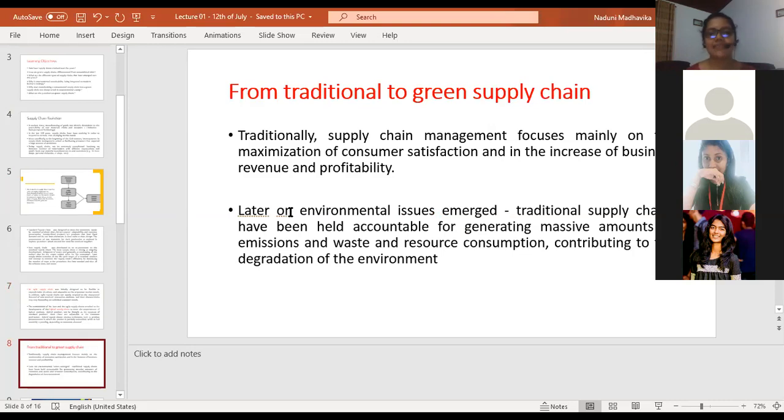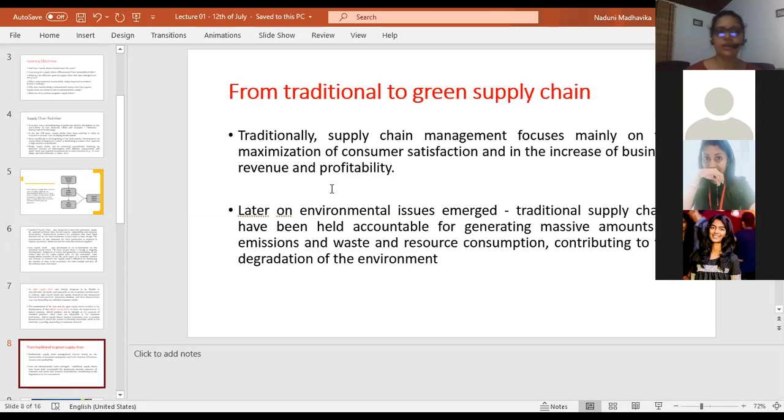at the end of the day, if you are a profit-making organization, your ultimate intention is to increase the business revenue. That means basically profit maximization, and that would be via consumer satisfaction. If you are a non-profit making organization, the intention would be different. But here we are talking about profit-making organizations. However, in the past, in the traditional supply chain management, the focus has only been on maximizing the profit. So that had been the main issue.